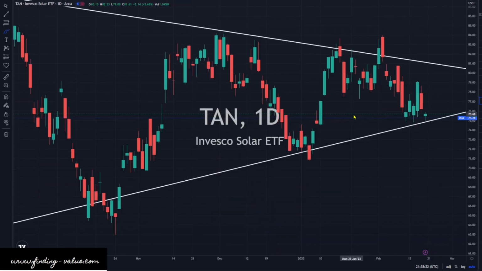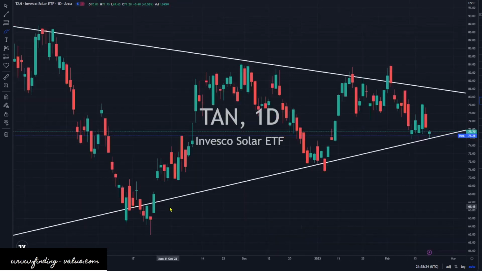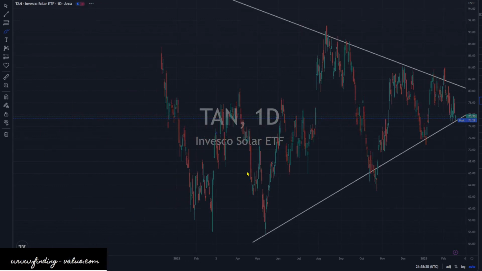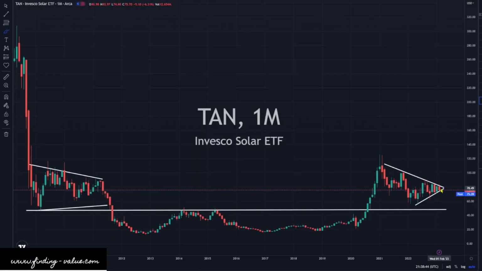TAN, which is the Invesco Solar ETF, we're right on support, and we are squeezing up right into the corner of this pattern here. So there's the pattern. There's us squeezing up, and I think we'll break to the upside because we entered it from the bottom side.